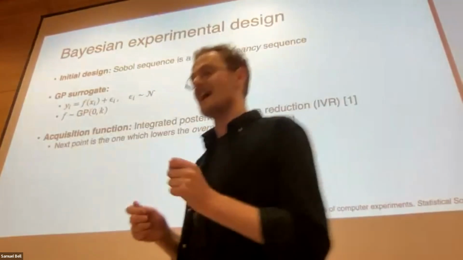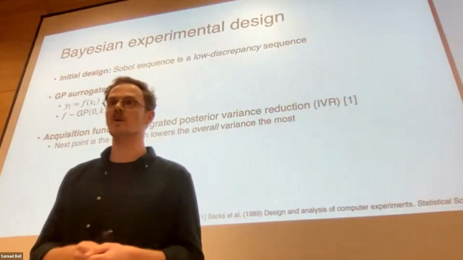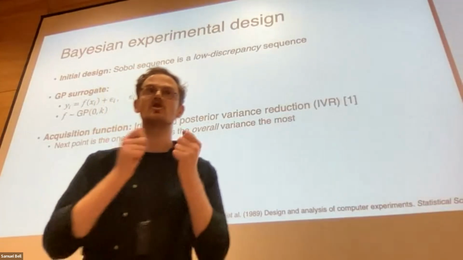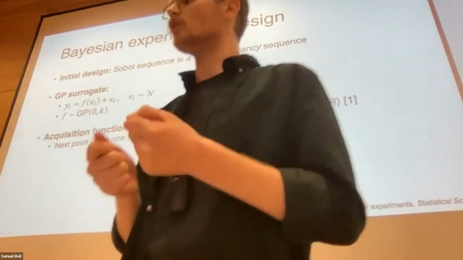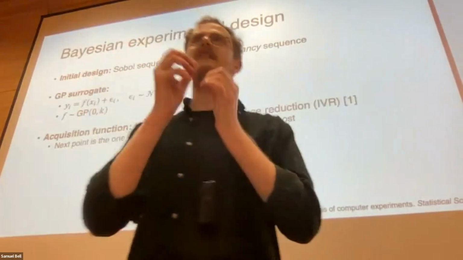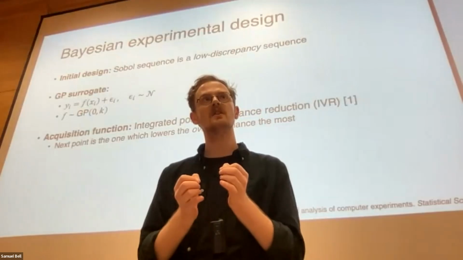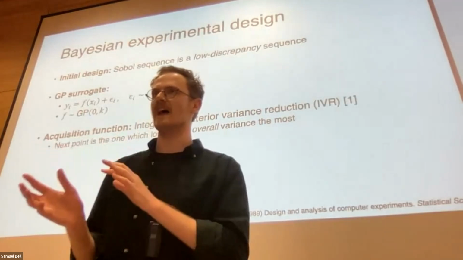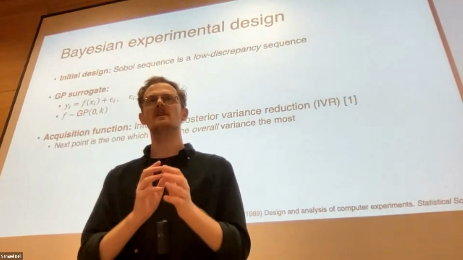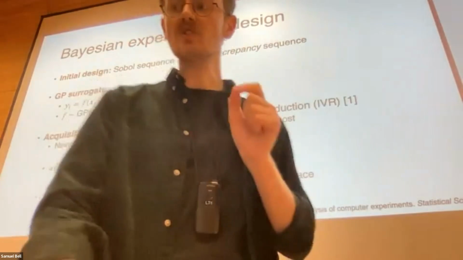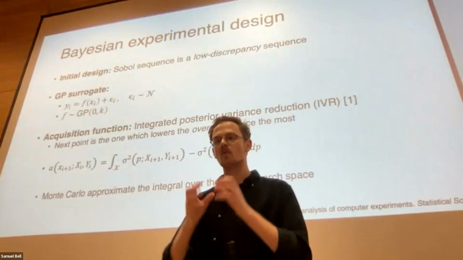And then to talk about our acquisition function, because this is, I guess, the important point, we're going to use integrated posterior variance reduction. The point here is to choose the point which lowers the overall variance the most. So when we're deciding which set of decisions we want to test next, what we really want to do is learn the most we can. And we'll motivate that a little bit in a moment, because I think that's reasonably atypical in a machine learning setting.